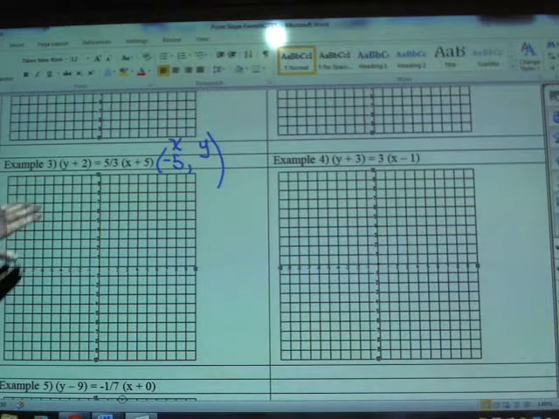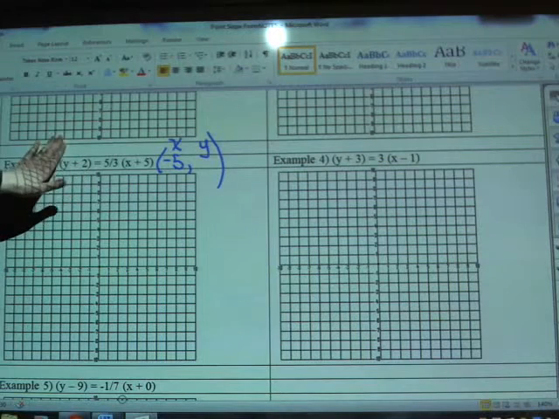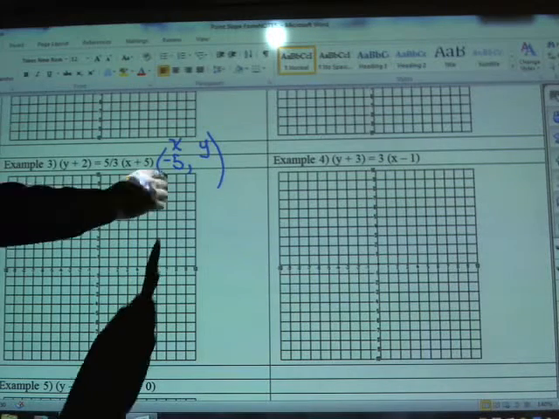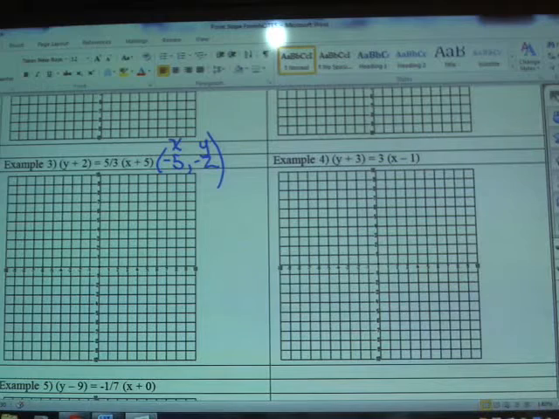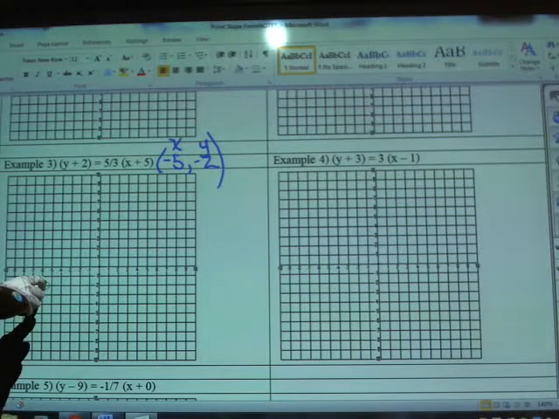For the y coordinate, I'm going to come over to the y block of information, and it says y plus 2. Well, it says plus 2, or positive 2, so its opposite is going to be negative 2. So my y coordinate is negative 2. I'm going to put a dot at negative 5 comma negative 2. Negative 5 on the x, negative 2 on the y. They meet down here in quadrant 3.